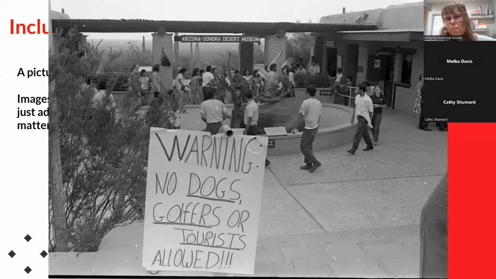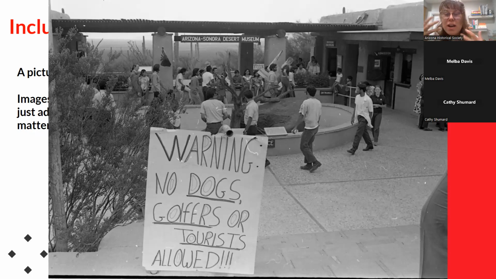This is an image from a collection that we have at the Historical Society that has to do with student protests in the 60s and 70s, primarily Mexican-American student protests. So this is a protest that happened at the Arizona Sonora Desert Museum. And you can see all the students protesting. And you'll also see that in the foreground, there is this handwritten sign that says, warning, no dogs, golfers, or tourists allowed. And if you know your civil rights history, you know that this sign is a direct riff on Jim Crow era signage that would say something to the effect of, no dogs, no Negroes, no Mexicans.